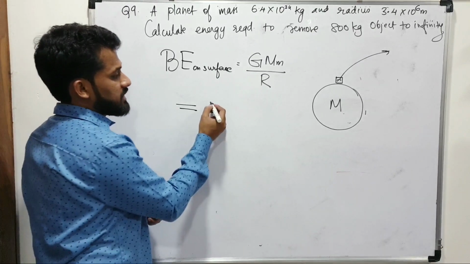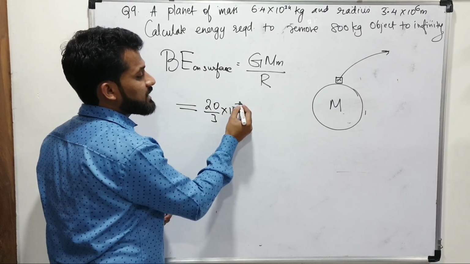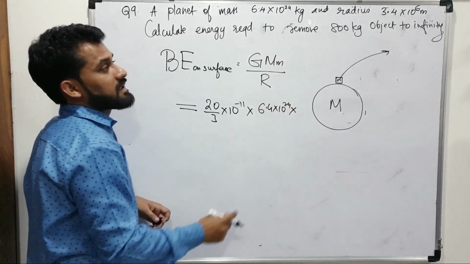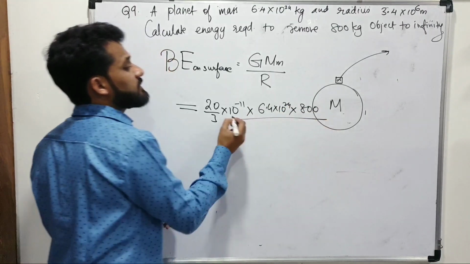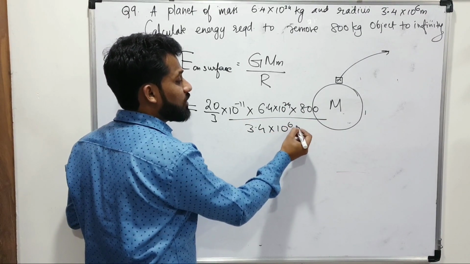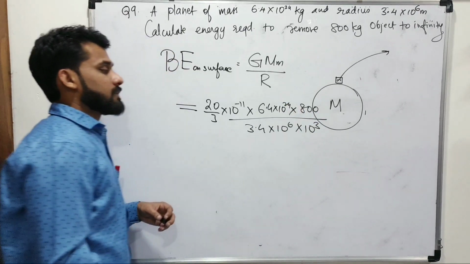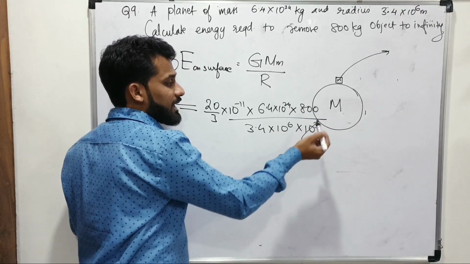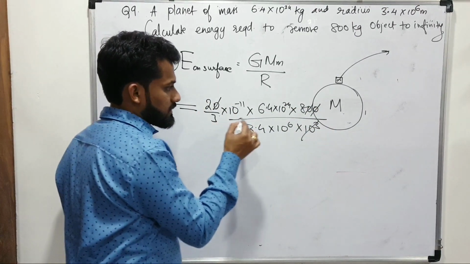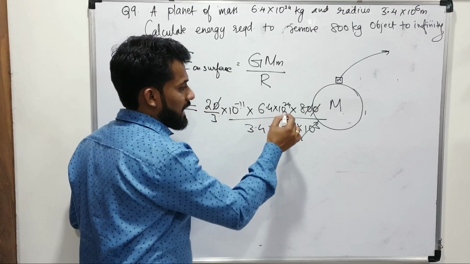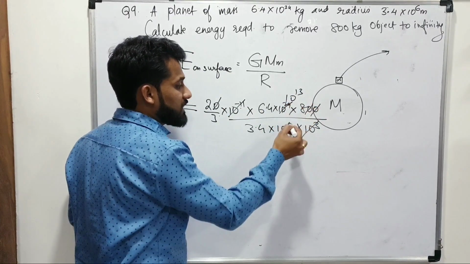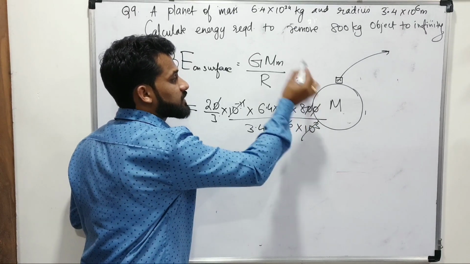So what is the value of G? 20 by 3, 10 raised to minus 11. The mass of the planet is 6.4, 10 raised to 24. And the mass of that object is 800, divided by the radius, which is 3.4 into 10 raised to 6, so 10 raised to 3 will cancel with 1, 2 and 3 zeros. This 10 raised to minus 11 and 10 raised to 24 will be 10 raised to 13, and this 6 will cancel with it, so 10 raised to 7 is left.